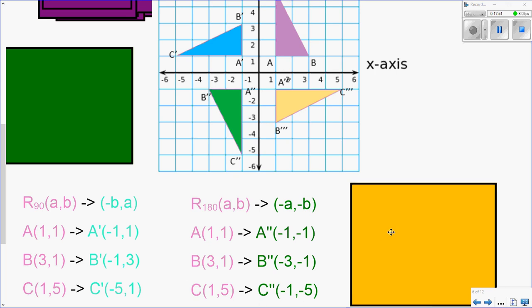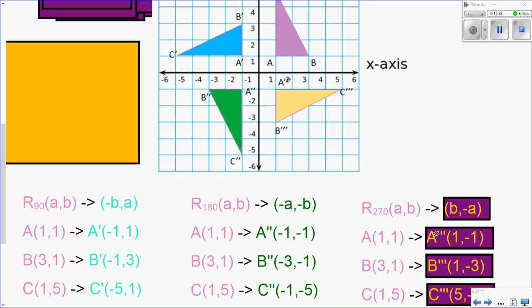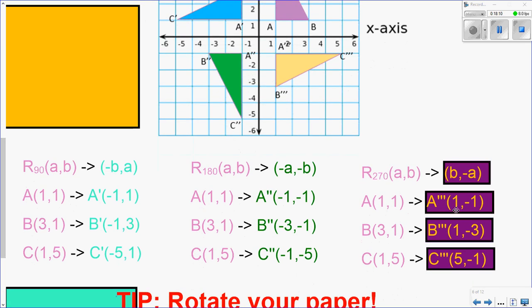And for the yellow image, the triangle, you did a 270. I should also put that it's also a negative 90 degrees going clockwise. So you would switch the letters, and then your A gets negated. That means your numbers get switched, and then the last one, the A, gets negated, as you can see.